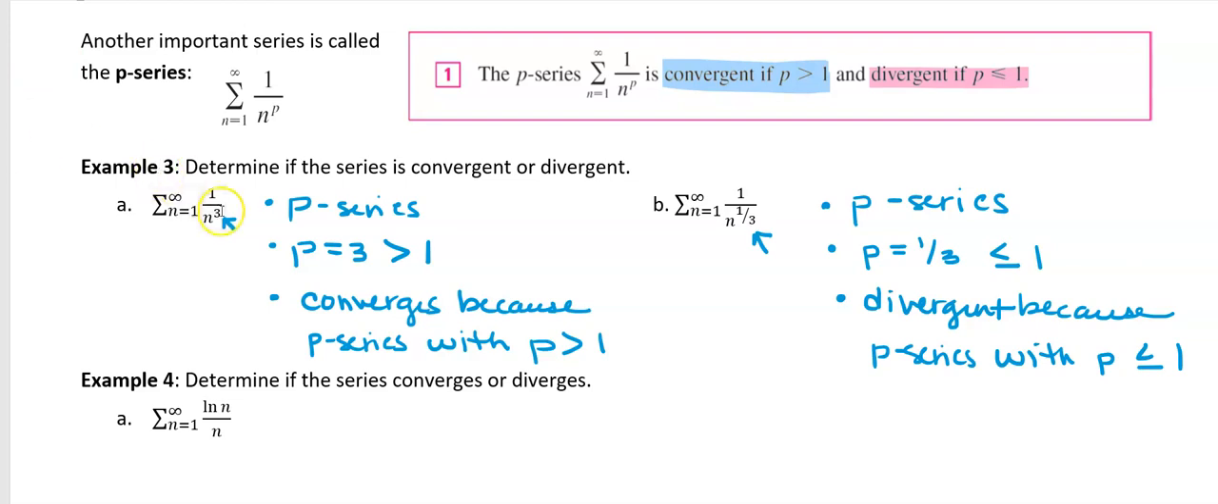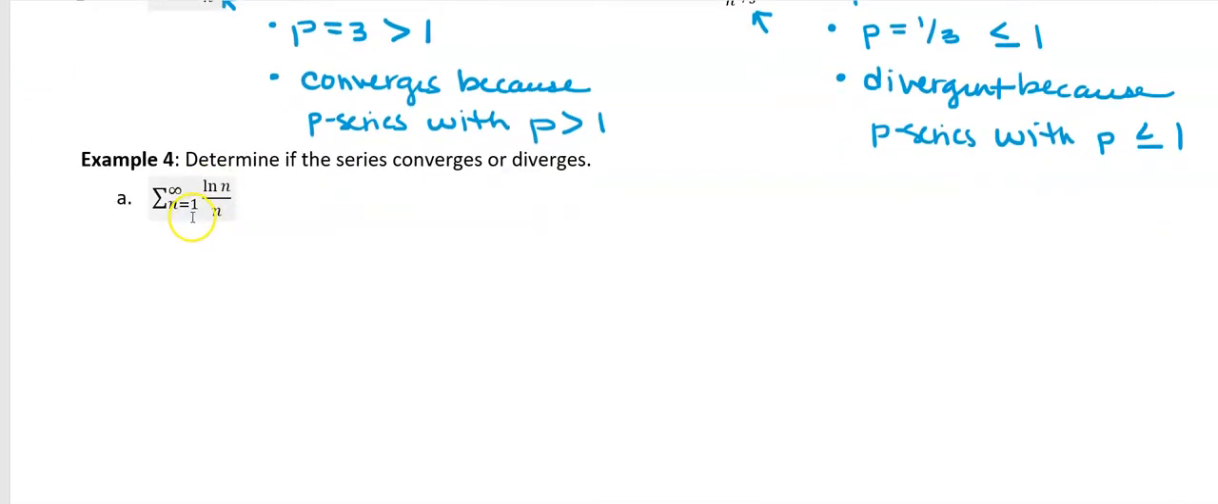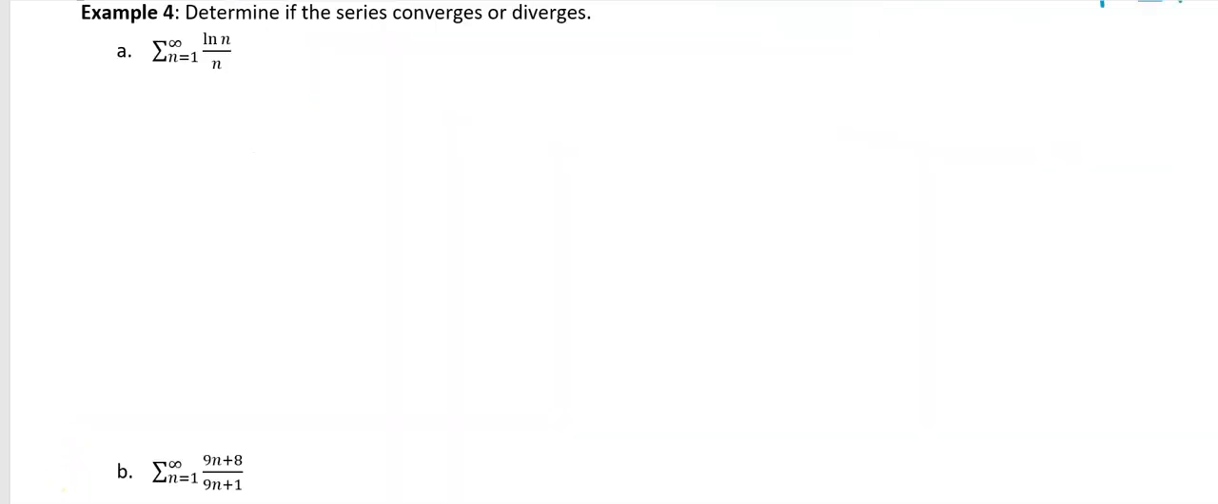Okay, so now let's do a couple of example 4. Some of these we'll do in class, some of them we'll do as groups in class, and some of them we'll do on the video. So now let's do another example to determine whether these converge or diverge. We're going to do example 4A.